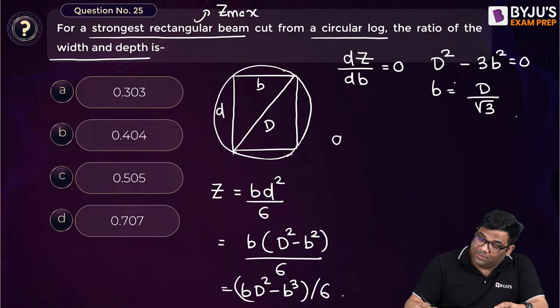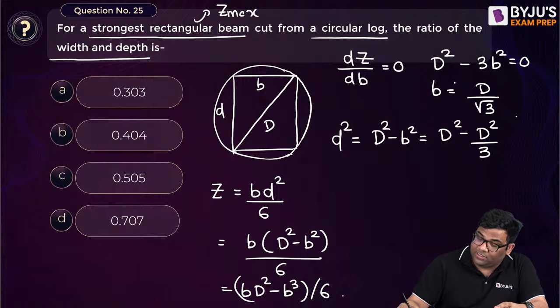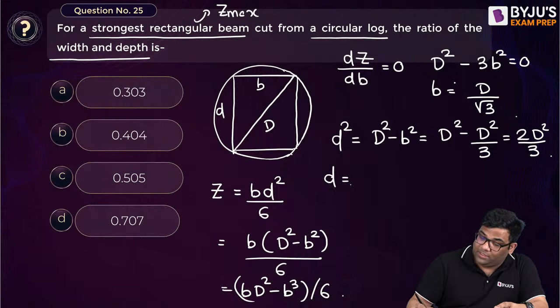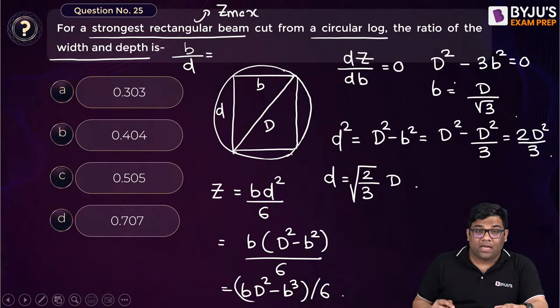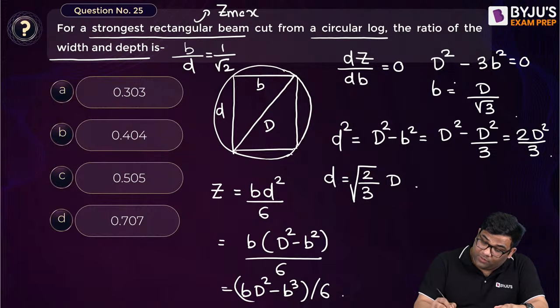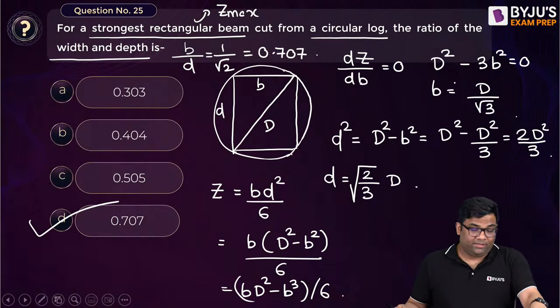And what will be the depth? Depth square was the diameter square minus b square. So I can write D square minus D square by 3. This is D square, and this is D square by 3, giving me 2D square by 3, or I can say this depth will be root of 2 by 3 times capital D. So when you take the ratio of width to depth, you see, I get 1 by root 2. I get 1 by root 2. So this is how much? 0.707. Okay.